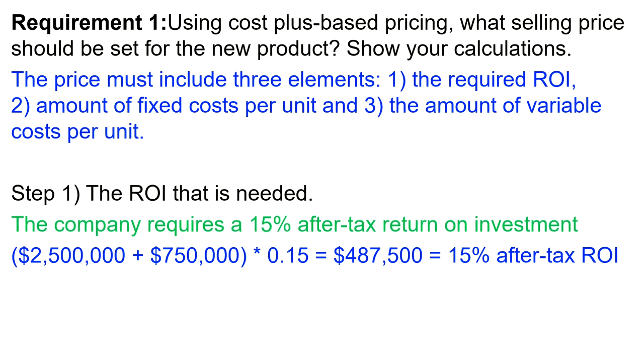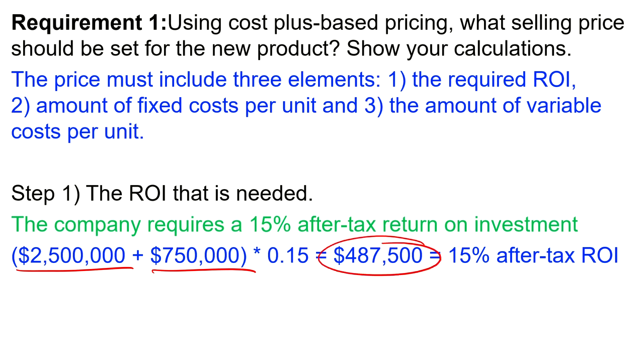So we have the investment. What is it that is being invested? We have $2,500,000 of plant investment. That's an investment. And we're investing $750,000 in working capital. Is also going to be an investment. So we are trying to get a 15% return on our investment. And so we have our first step of this calculation. We take that $3,250,000, multiply it by 15%, and that gives us $487,500.